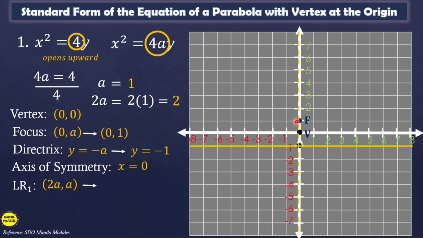So, mag-move tayo ng 2 units mula kay focus, papuntang left at papuntang right. Para makuha natin yung latus rectum, so first, kunin natin yung una. So, move tayo papuntang right. So, 1, 2. So, dito yung unang endpoint ng latus rectum natin, and that is (2, 1). So, next, papuntang left side naman. So, 1, 2. So, that is (-2, 1).